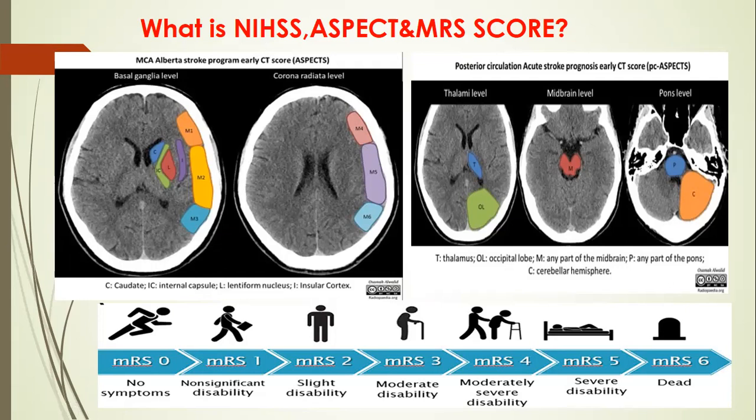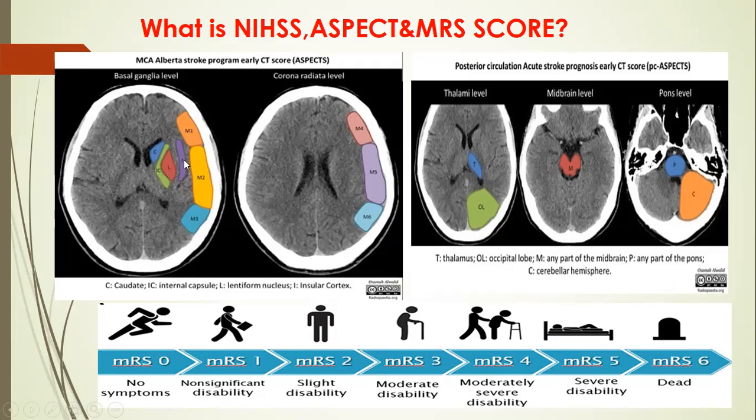Branches of the middle cerebral artery. Otherwise, you can remember that M2 is almost adjacent to your insular cortex. At the basal ganglia level, you divide the CT as ganglionic level and supraganglionic level. At the ganglionic level: caudate, insular cortex, internal capsule, lentiform. This is insular cortex. This is internal capsule. This is lentiform. This is caudate.